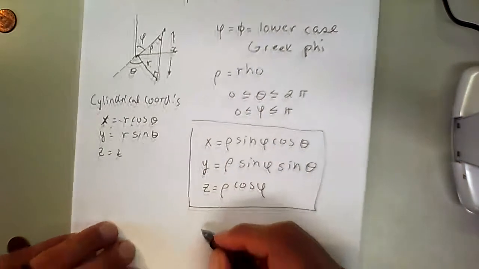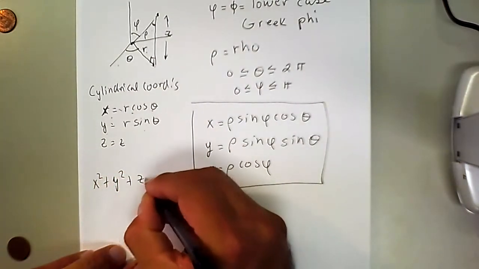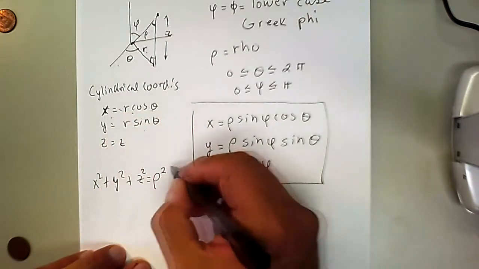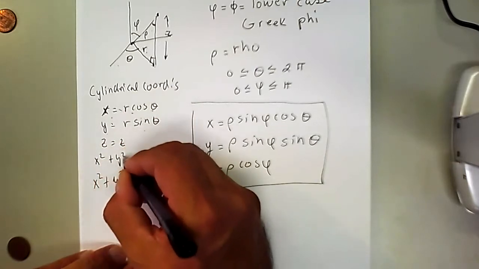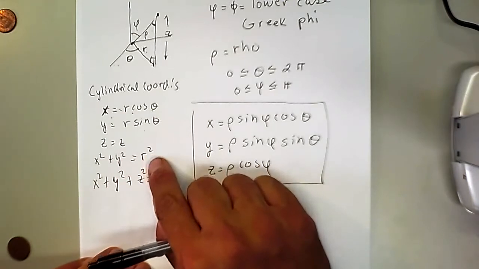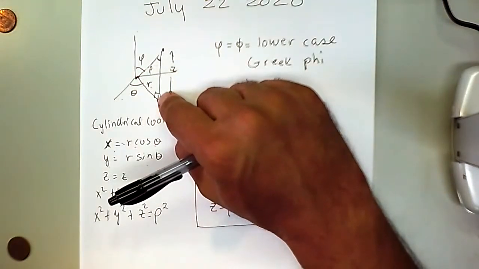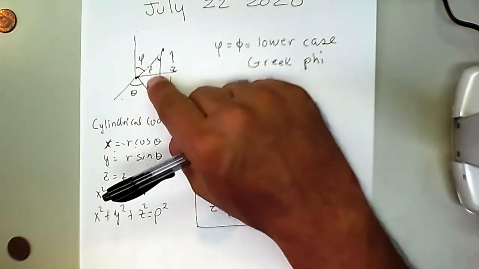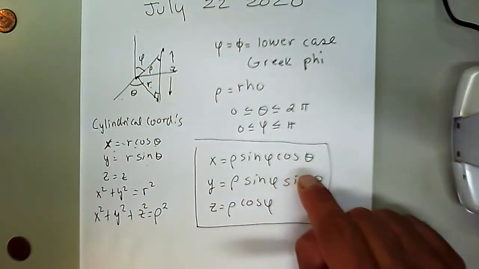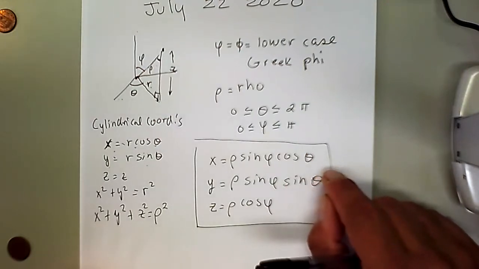By the way, it is handy to know that x squared plus y squared plus z squared equals rho squared, just as up here, x squared plus y squared equals r squared. But r is not really involved in spherical coordinates. I'm just using that as an auxiliary drawing so that we can go from x, y, z into rho, theta, phi. So there we have it.